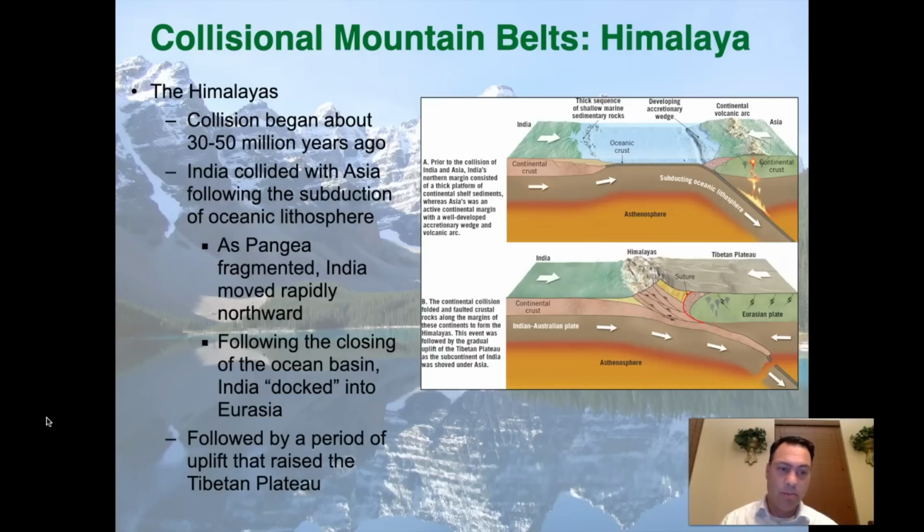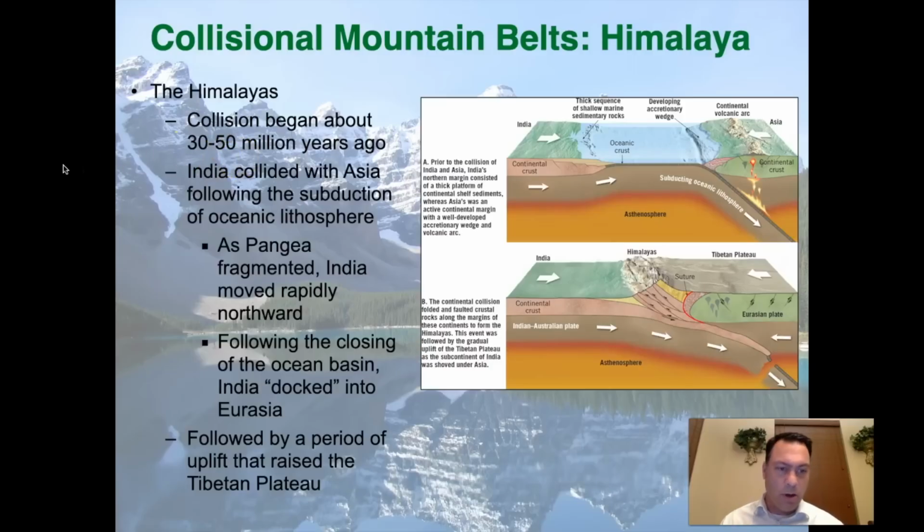And we're going to show you some great images here. But let's get into the origins. So the Himalaya formed, the Himalayas, actually, sometimes I'll refer to it as Himalayas, and sometimes as the Himalaya. I go between the three of them. But the collision of these mountains, the uplift of these mountains, began about 30 to 50 million years ago.